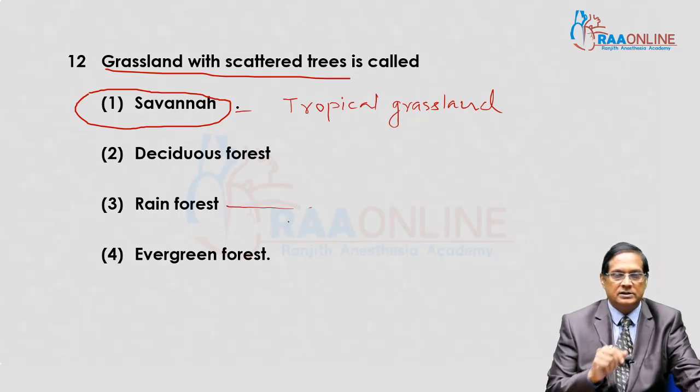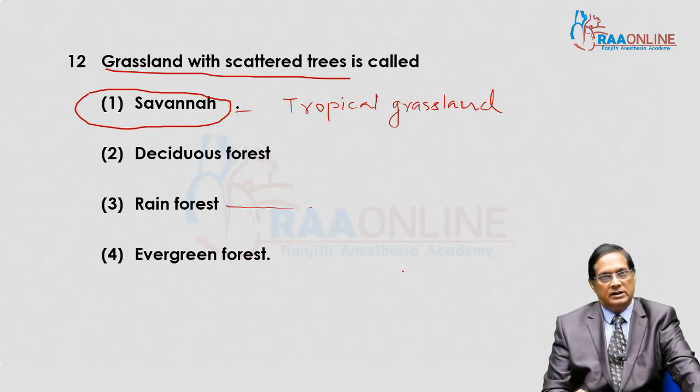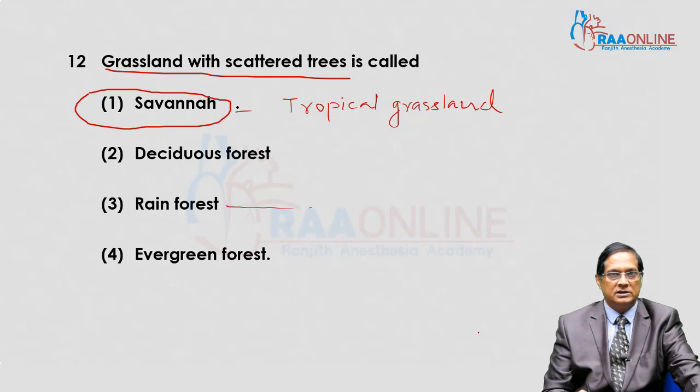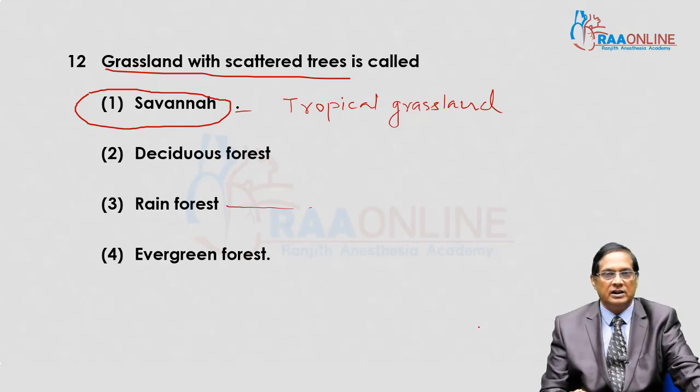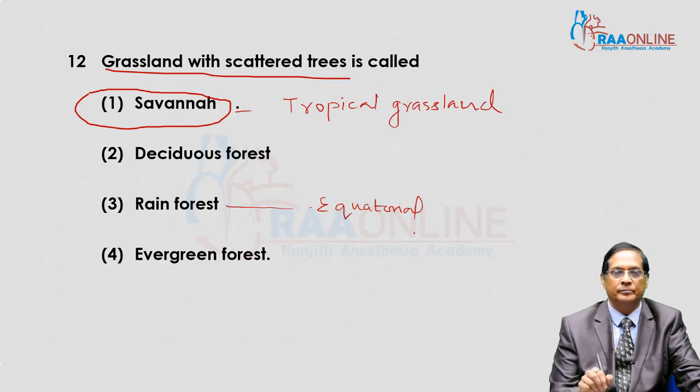Rainforests, they are present in which area? That is where the rainfall is heavy as well as temperature is constant. That is closer to the equator, that is the equatorial region. Rainforests are found in the equatorial area.